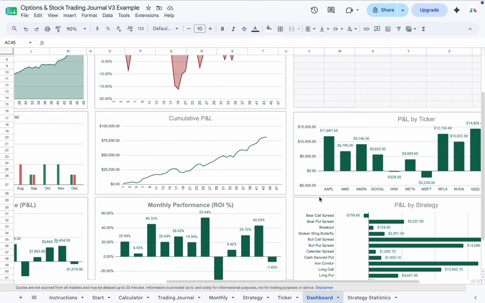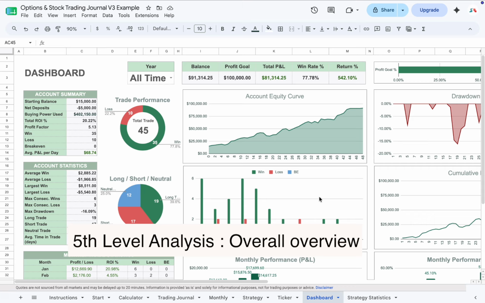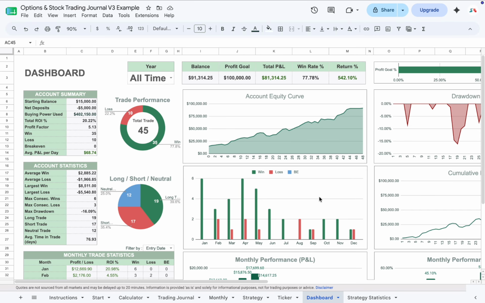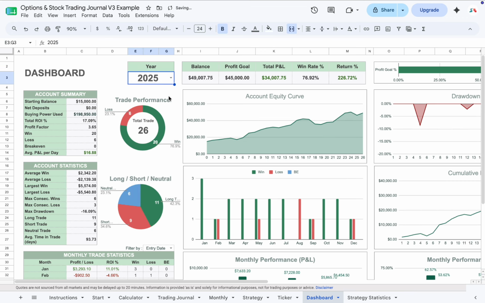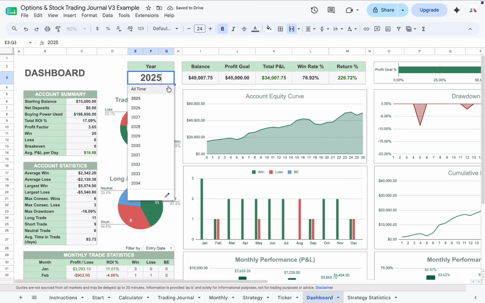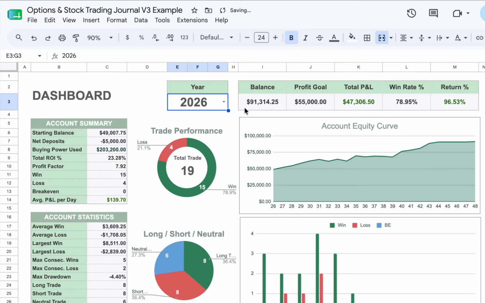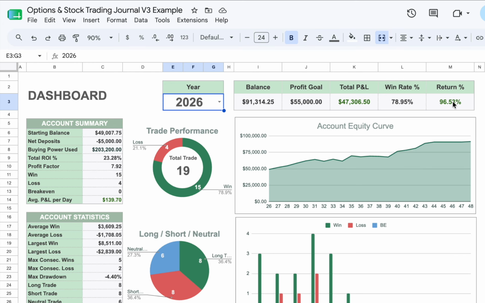Finally, let's take a look at the dashboard. This is the command center of the entire trading journal. The dashboard provides a complete annual or all-time summary of your trading performance. Select a specific year or choose all-time from the drop-down menu at the top. The dashboard displays key metrics such as account balance, profit goal progress, total PNL, win rate, and return percentage.